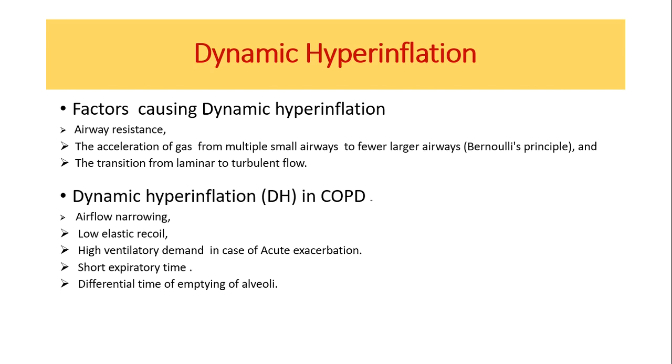So there's one more word which I mentioned: differential time emptying of alveoli. What is that? There's something called alveolar time constant. What is time constant? How many percentage of the alveoli to empty out? Around 80% of the alveoli to empty out, that is a time constant. And how much will the expiratory time be? How many times the time constant?